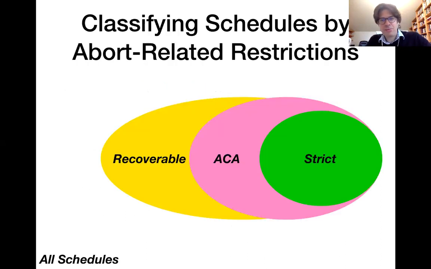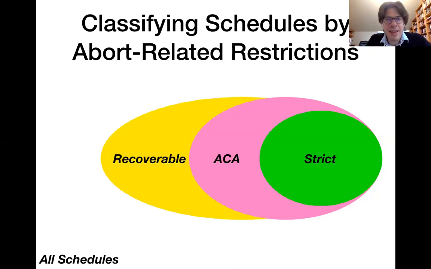All right. So altogether, we have now seen another hierarchy of schedules. We have the set of all schedules. A subset of that is the recoverable schedules. Then we have the ACA schedules that avoid cascading aborts. And finally, we have the strict schedules.